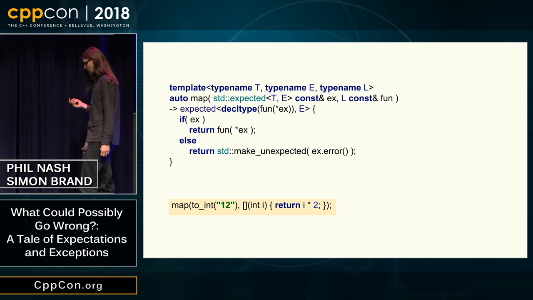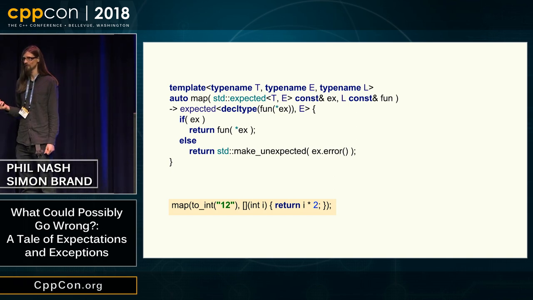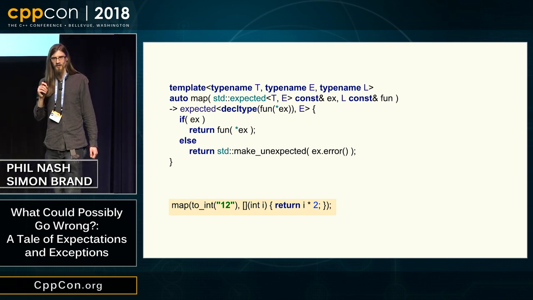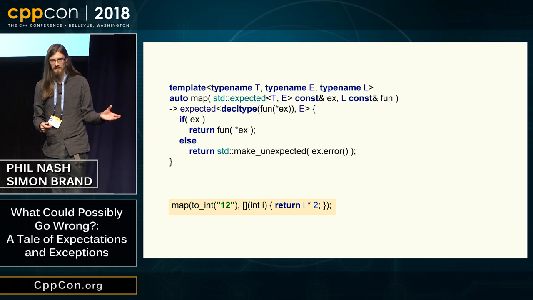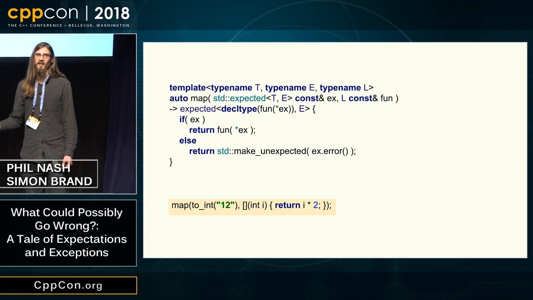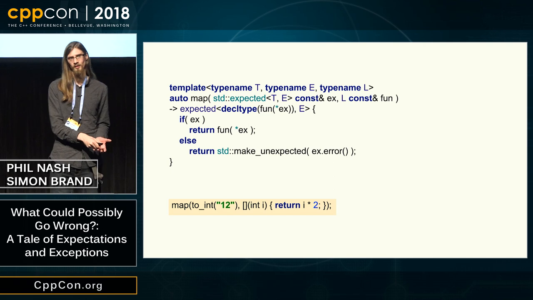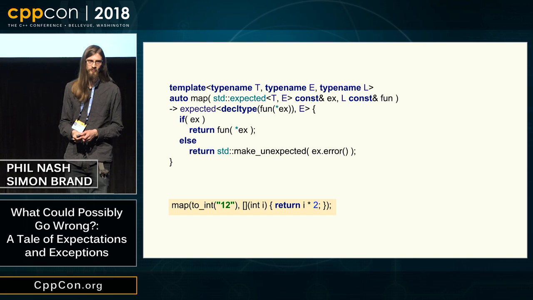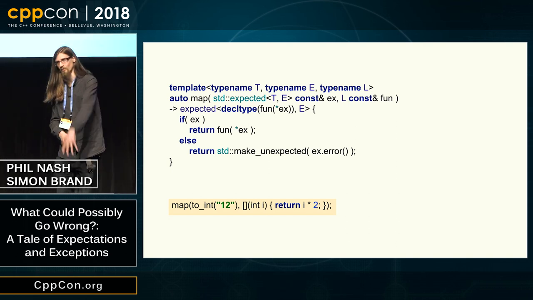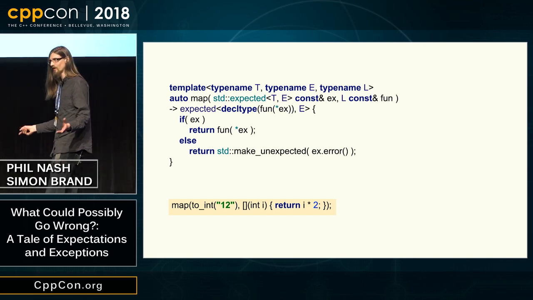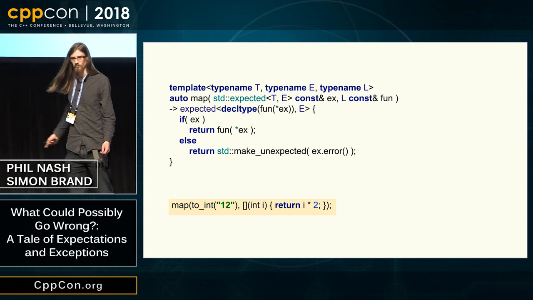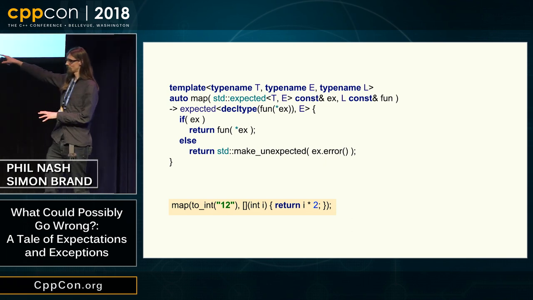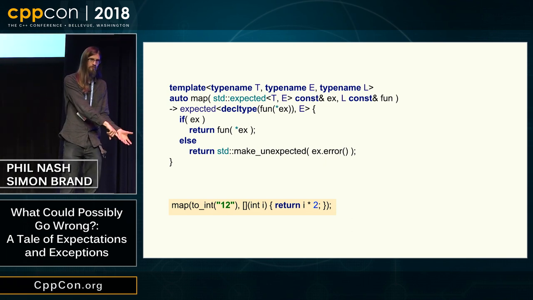So we could look to functional programming languages, which often have this concept of a map. What map does is you give it your expected, you give it a function, and it will call that function on the contained value only if it exists. So here we're trying to multiply by 2. If there is a value, it'll get multiplied by 2 and returned, wrapped in an expected. And if there wasn't a value, then we just push through the error. So this deals with the case where we want to just have a function which operates on the values.